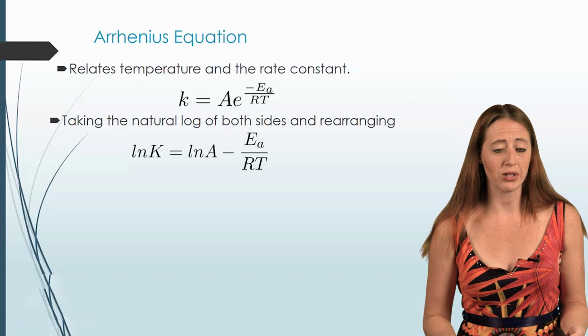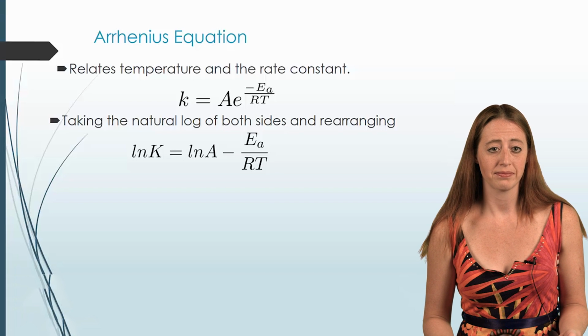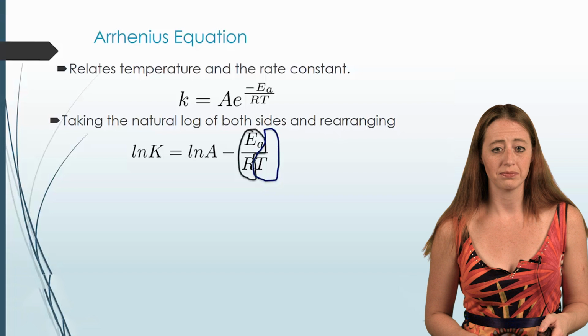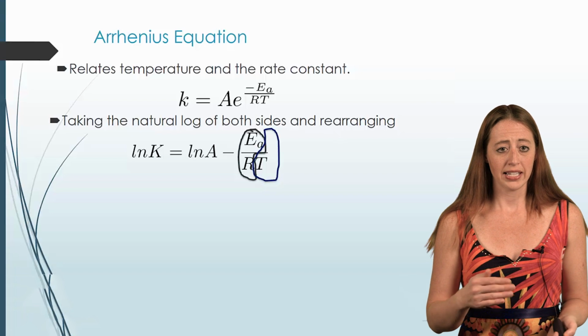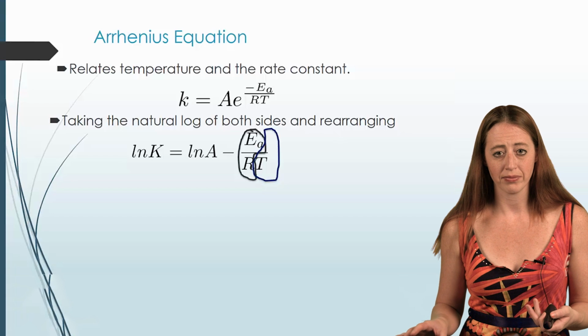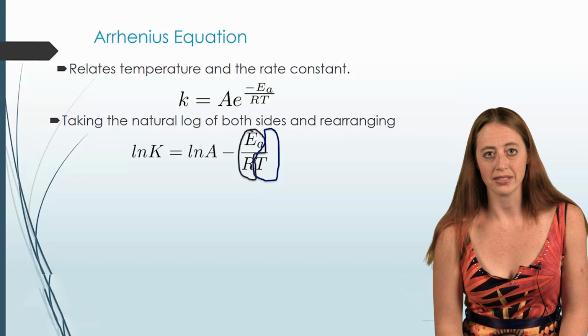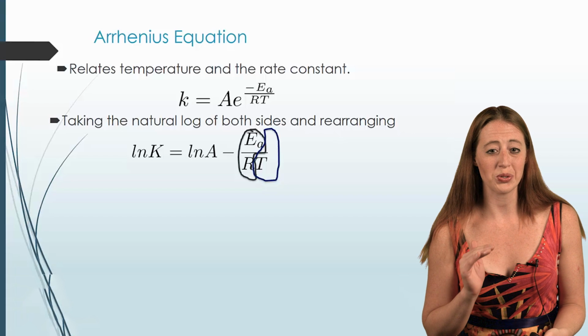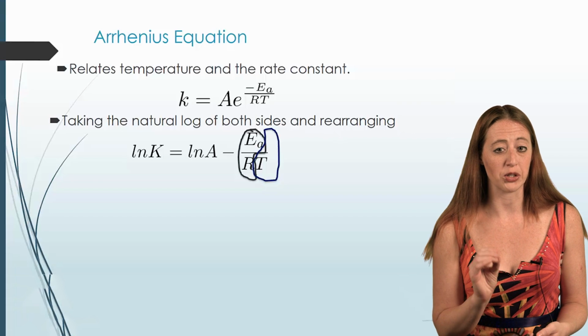So what we can do is play around with a little bit of algebra here. And we can take the natural log of both sides. And now we're going to separate these two things out. So we see we have Ea over R, I'm going to pull that out, and I'm going to pull out 1 over T. You may say, why am I doing this? Well, I'm doing this to separate out our variables and to show you something very useful about what a graph of this looks like.